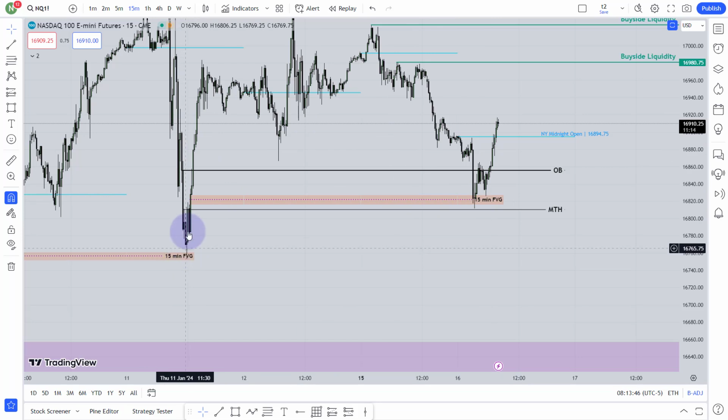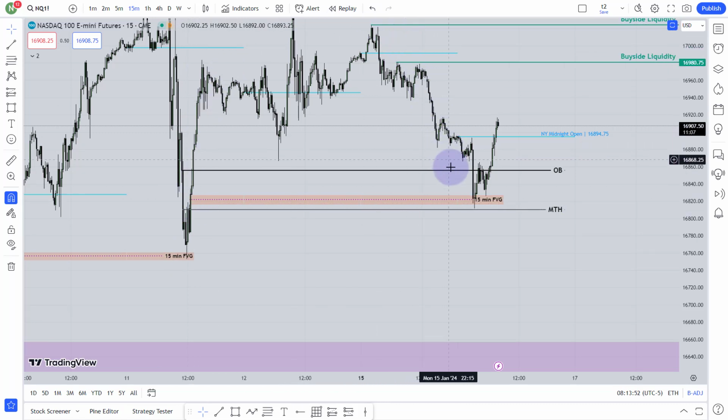Look at this run from here to here. When price is going from there to there, this was the first fair value gap. When price is coming back, this is the last fair value gap. So you can see the last 15-minute fair value gap actually held the price very nicely. It is actually holding the price.